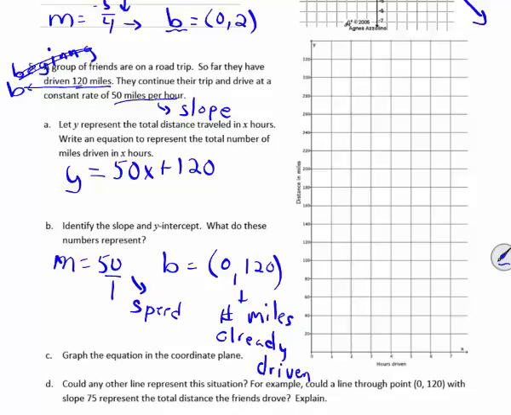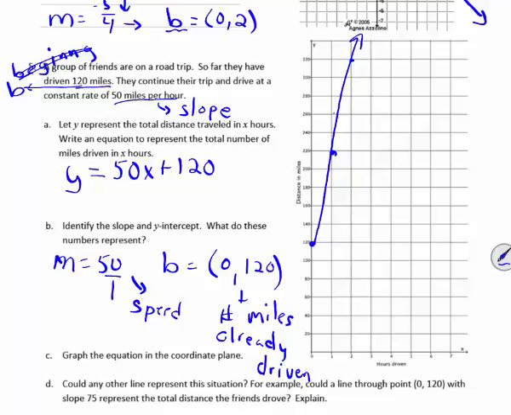Okay, graph the equation. So we're starting at 0, 120. And we're going up 50. These are counting by tens, which makes it a little bit easier. So we're going to go up 10, 20, 30, 40, 50 over 1. 10, 20, 30, 40, 50 over 2. Not a proportional relationship because it's not going through the origin, but it is still a nice straight line.